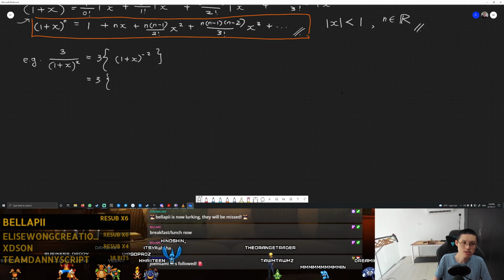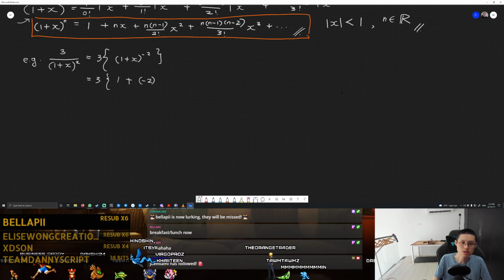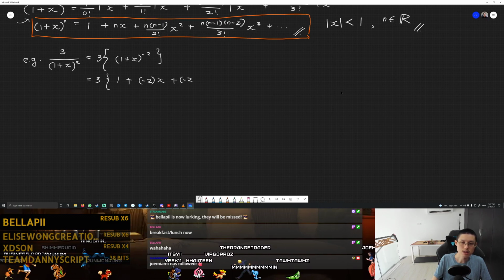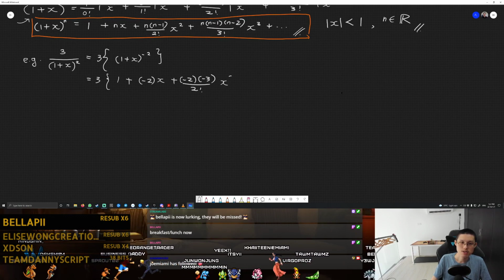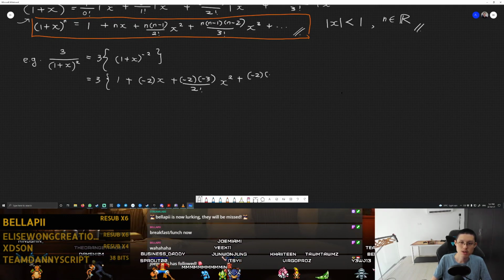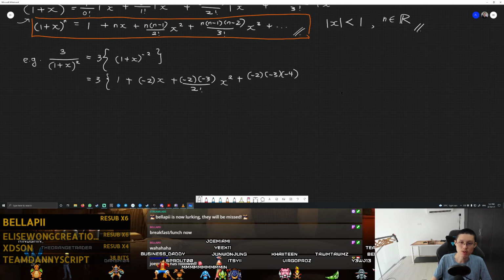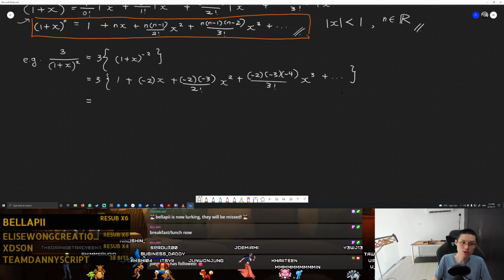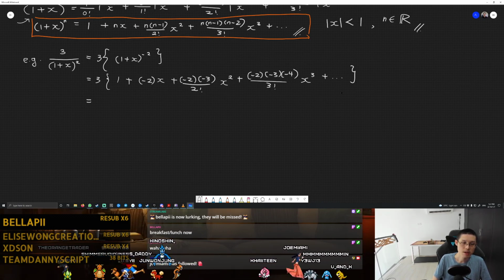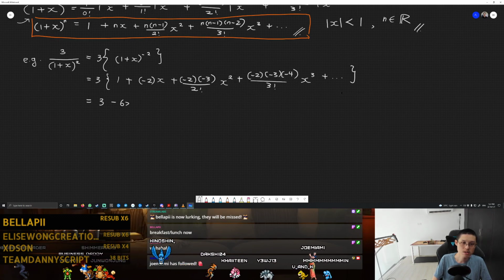So when you expand this, you're going to get 1 plus negative 2 times x plus negative 2, negative 3 over 2 factorial times x squared plus negative 2, negative 3, negative 4 over 3 factorial x cubed, and so on. So normally the question would say find the first 4 terms or the first 3 terms, so you know where to stop. And then you expand the 3 in, you will get 3 minus 6x.